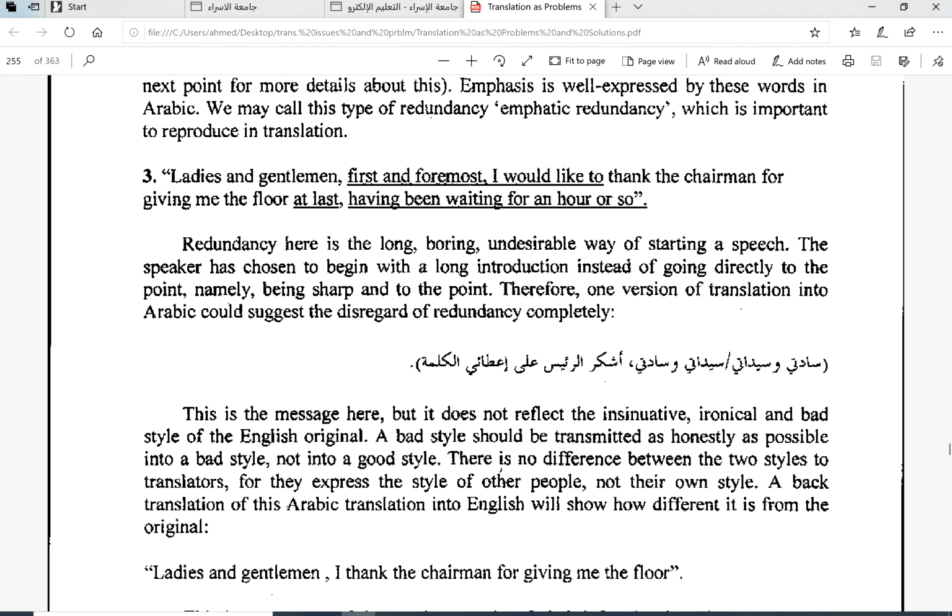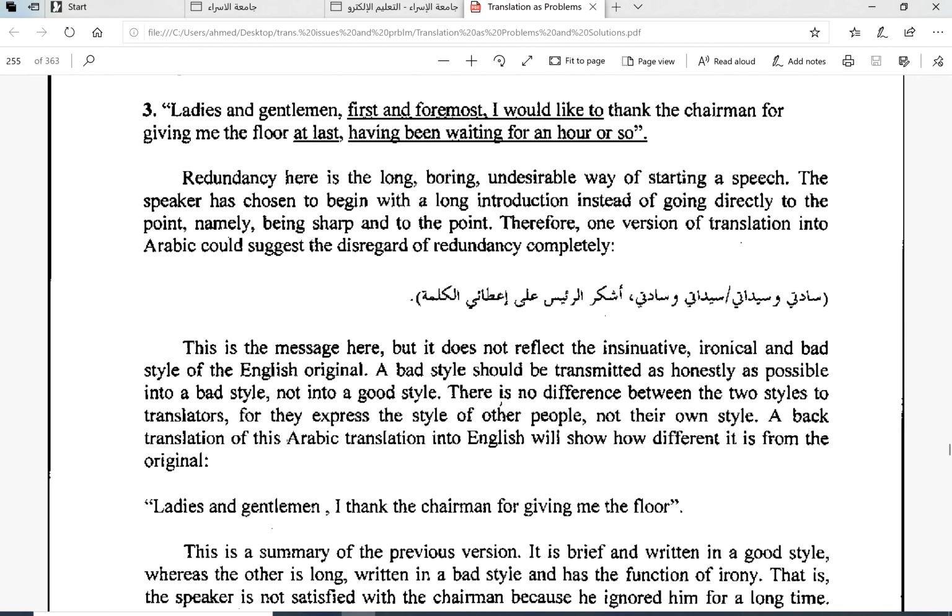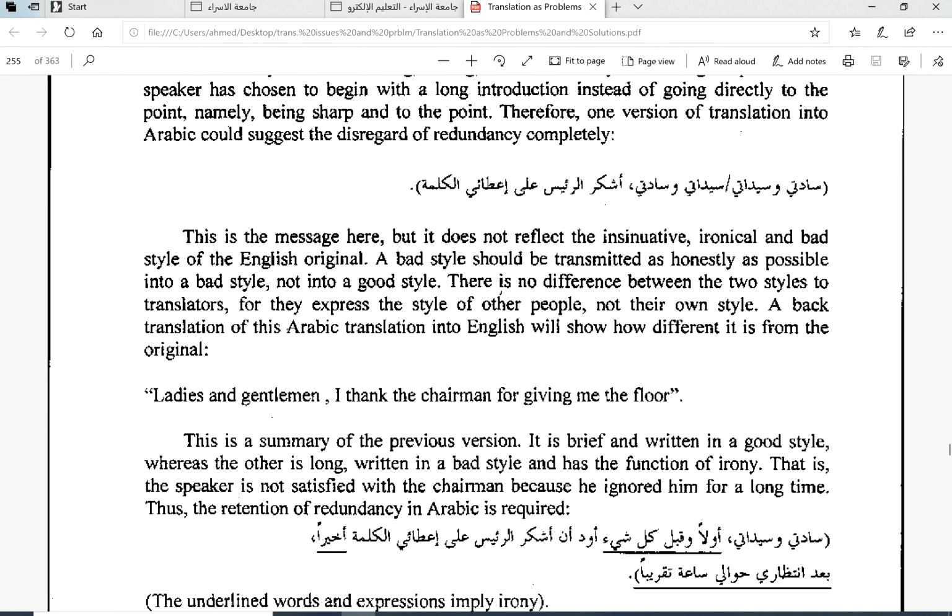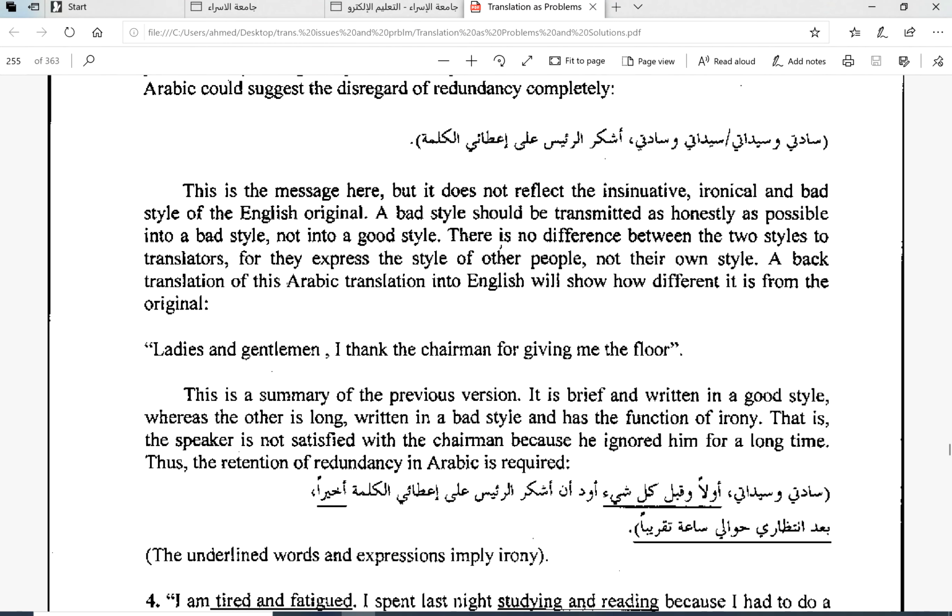سادتي وسيداتي أو سيداتي وسادتي. أشكر الرئيس على إعطائي الكلمة. ممكن نختصرها هيك، ولكن you will lose some of the meaning. He wants to emphasize that he was late giving him the speech. It was some kind of sarcasm in this. So we have to reflect it, convey the message into the target language when we translate.